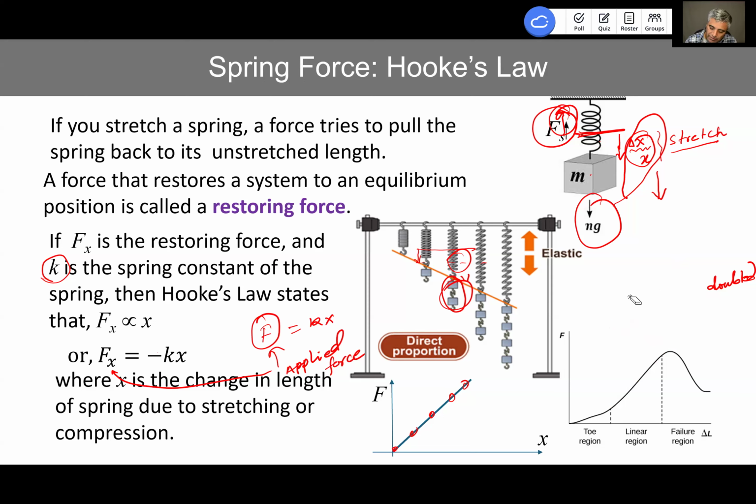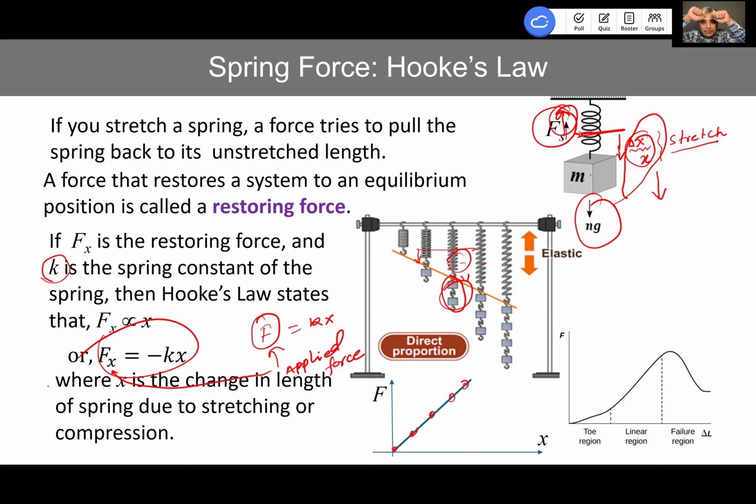So what happens is if we keep pulling a spring, then it never snaps back as much as we pulled. So there is a limit up to which it follows Hooke's law. After that, what happens?